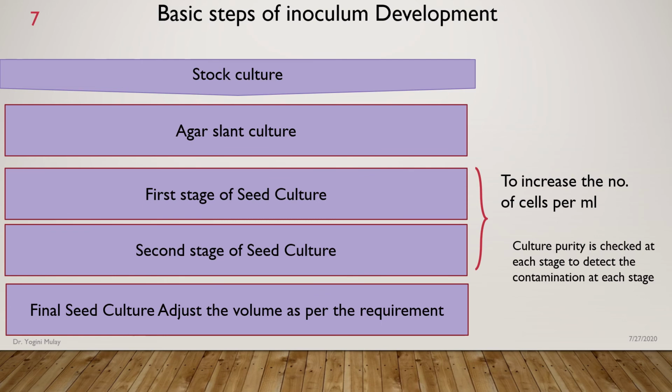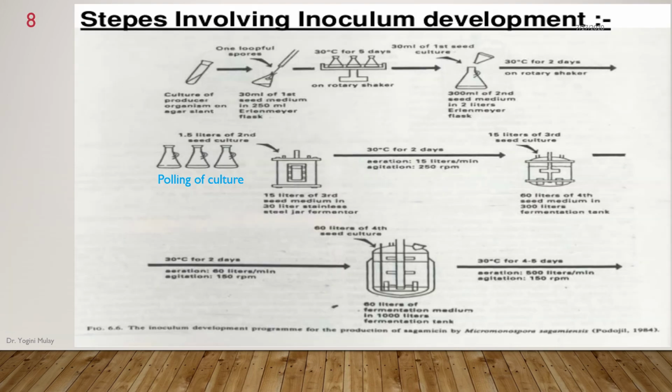Second stage of seed culture, the objective of this seed culture is just to increase the number of cells per ml, and finally the seed culture is adjusted as per the requirement, means you prepare the seed culture in the volume which is required to inoculate the production medium. Okay, but in every step it is mandatory to check the culture purity, just to ensure that there is no contamination.